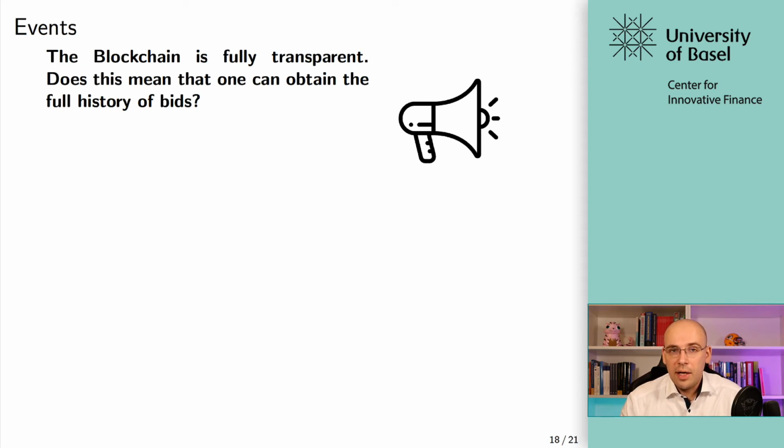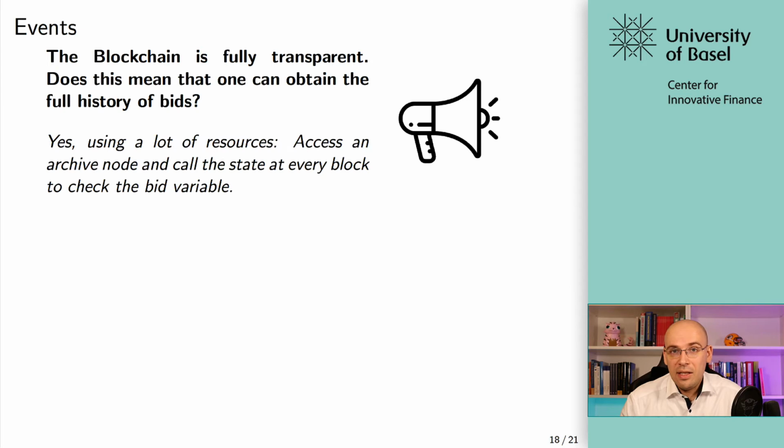And there is a way to get it out. But does this mean that one can just obtain the full history of bids? And the answer to that is yes, although it's using a lot of resources, because what you would need to do that is access to a so-called archive node. And the archive node essentially allows you to call the state at every block level and to check for the bid variable at a given point in time and for a specific block, okay?